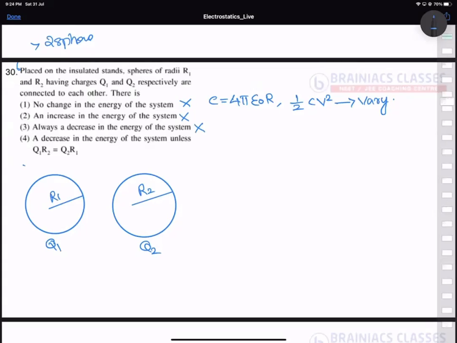And the last point, decrease in the energy of the system unless q1 r2 equals q2 r1.